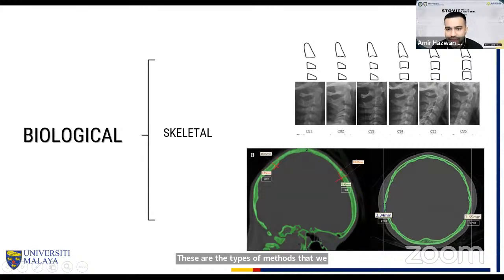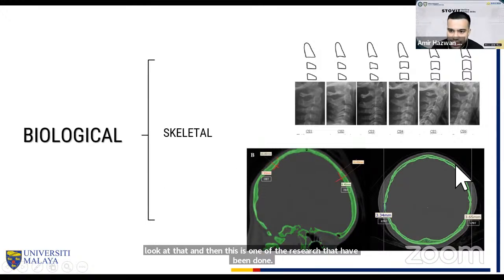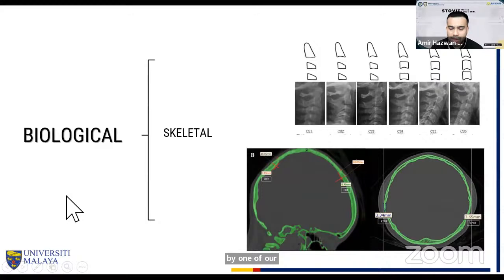The radiographic investigations that are performed for dental age estimation or skeletal age estimation. For this one, the C1, C2, C3, we look at that, and then this is one of the research that have been done by one of Dr. Rabia's PhD students. Measurement of the CVP, cranial vault thickness, through CT scans. I'll say more about that later.